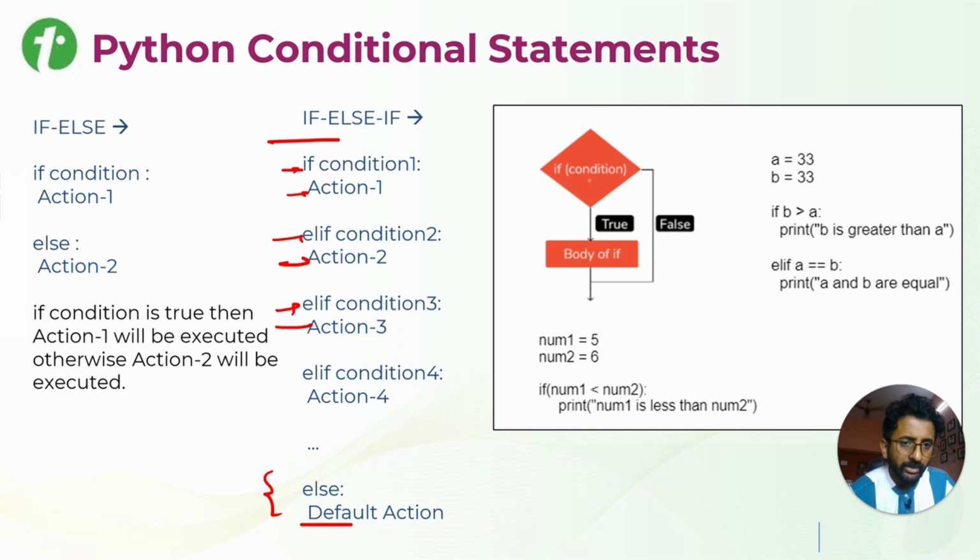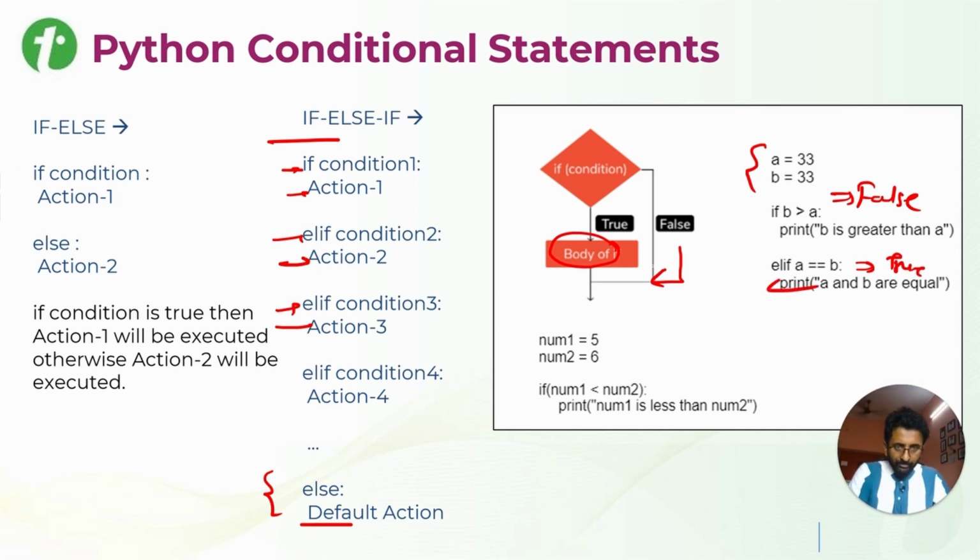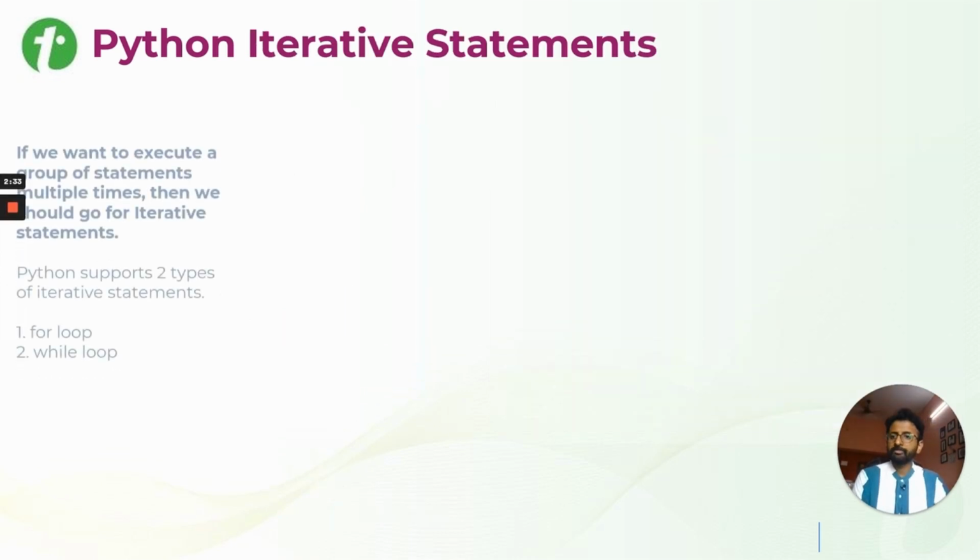So this is the overall structure of the if statement. If the condition is true, we will execute the body, otherwise we come out of it. One example: if both A and B have the same values, first we check if B is greater than A, and this will be false because both have the same values. Then in the second one, we check elif A equal to equal to B, this will be true, so this particular statement will be executed. Here number 1 is 5, number 2 is 6. If number 1 is less than number 2, that is true, so this particular statement will be executed.